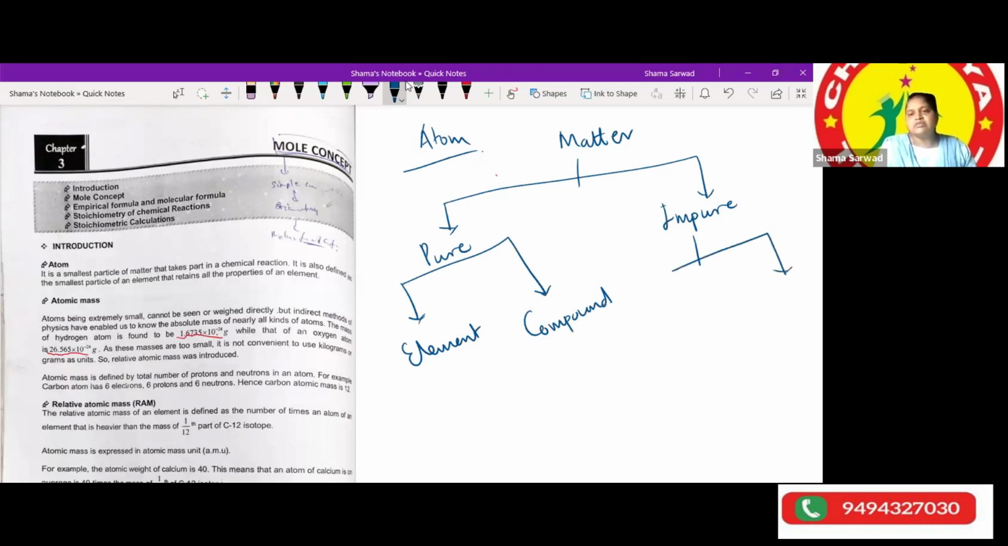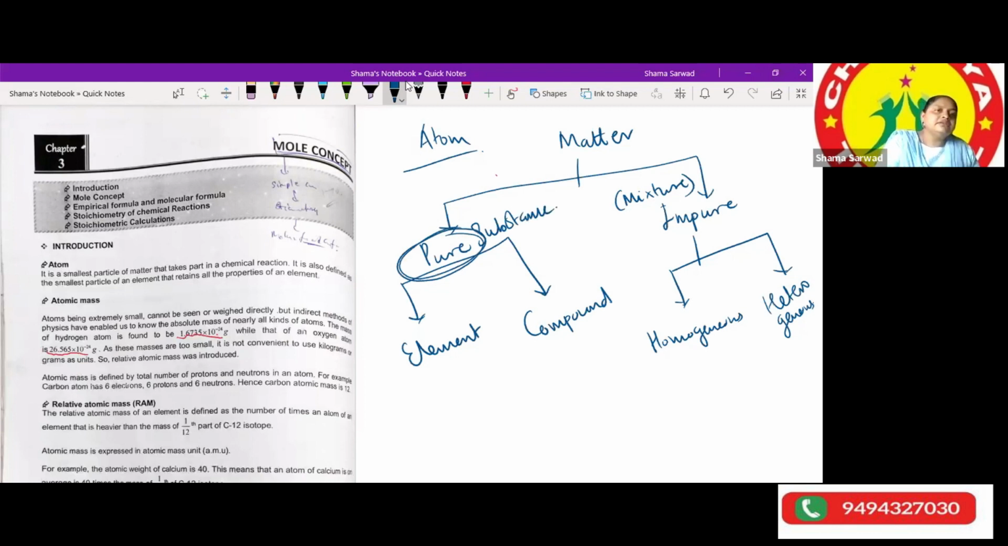Impure matter is also called as what? Mixture. This mixture is made up by addition of two or more pure substances, and it is further classified into homogeneous and heterogeneous mixture. Correct? Yes or no? Fine. Now, what is the pure substance? Can you give me an example of a pure substance? Come on, tell me an example of a pure substance.